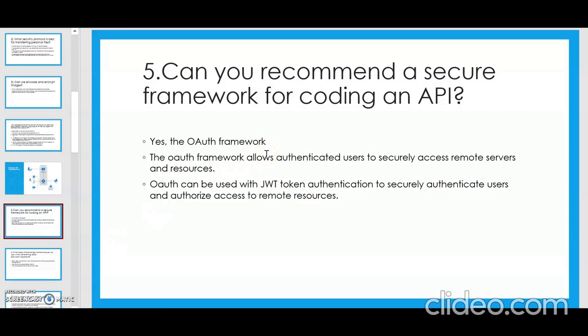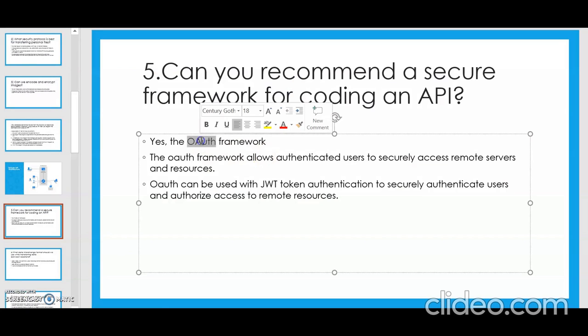For a secure framework for coding an API, I suggest using the OAuth framework with OpenID. The OAuth framework only allows authenticated users to access the data in the remote servers. OAuth also uses JWT token authentication. It is a secure way of authorizing a user identity.